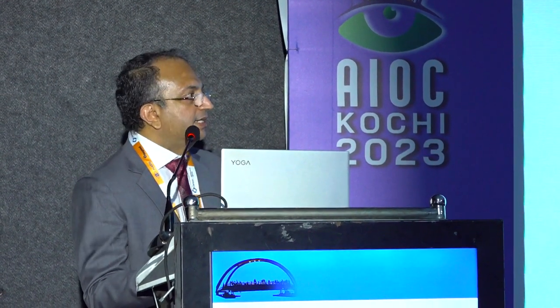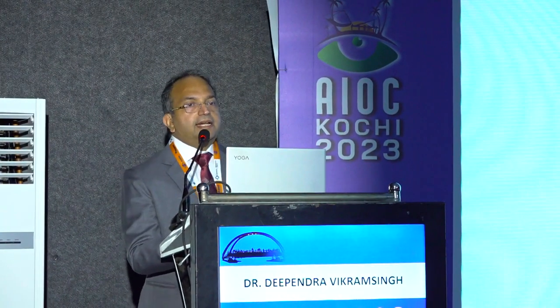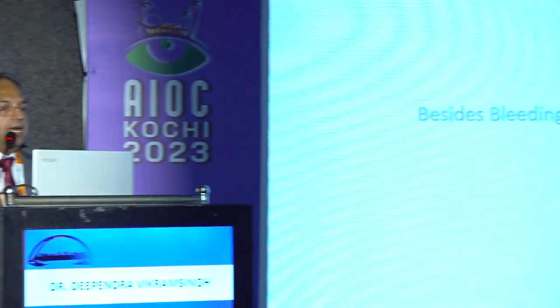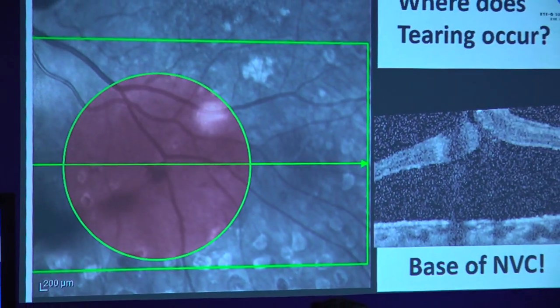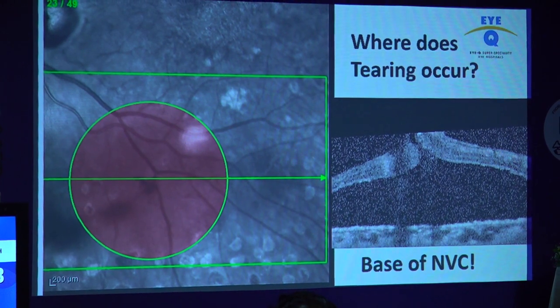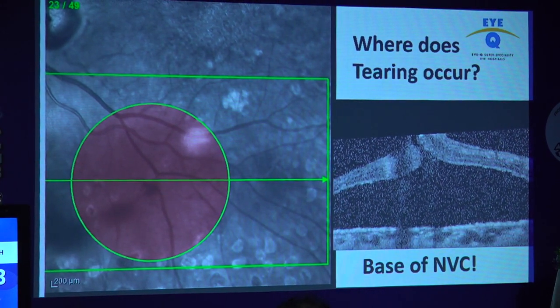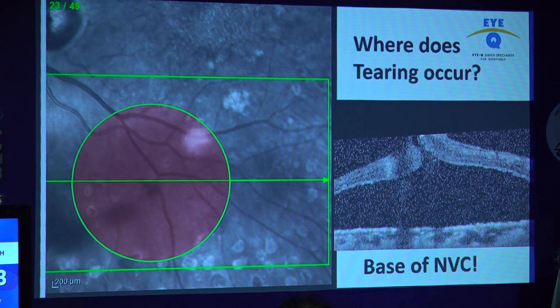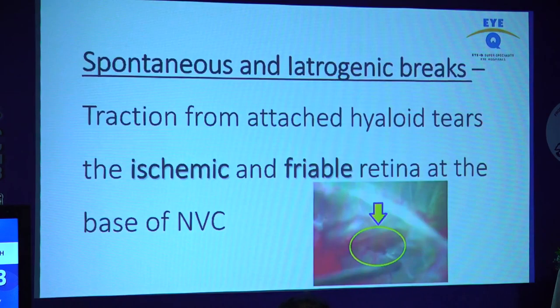But why do we need bimanual dissection in PDR surgery? Because there are two things we are worried about when addressing these cases: one is retinal tear and second is bleeding. These are the two core issues. A tear, whether spontaneous or iatrogenic, will almost always happen at the base of the neovascular complex or around that neovascularization, because the retina around it is ischemic and more fragile, and traction is strongest at that point. The adhesion between vitreous and retina is strongest at the neovascular complex. And if you see, this is just a spontaneous break at the base of the neovascular complex.